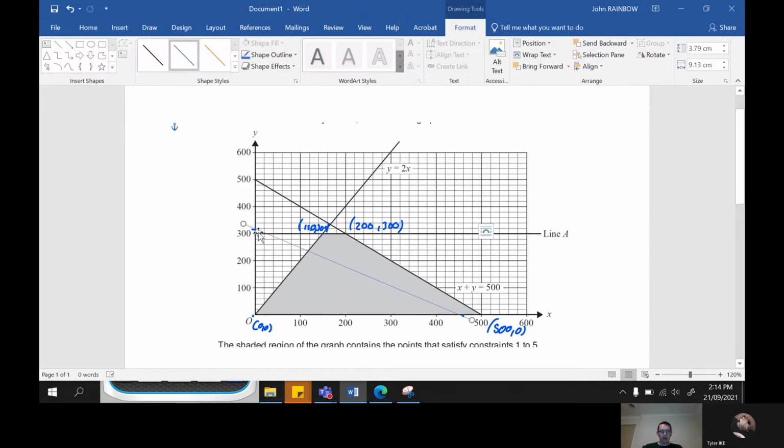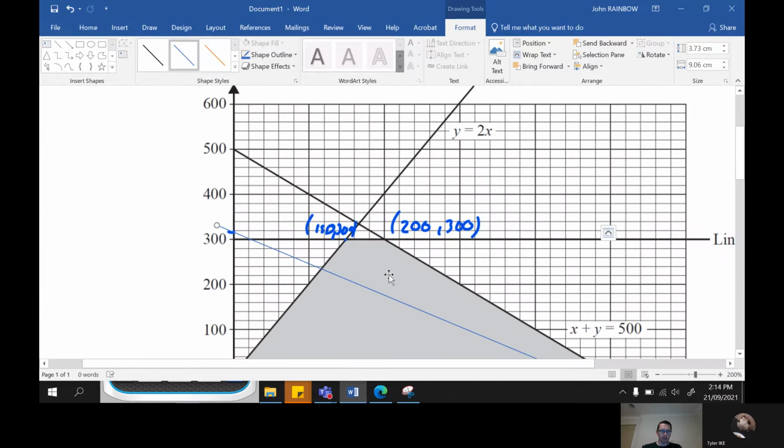Now that's the gradient of my objective function. Now let's look at this point. Basically, what I'm showing you here is that any point along here will give you the same profit. So let's see if we can choose a couple of points that give us exact values, and I'm going to show you how they all give you the same profit.